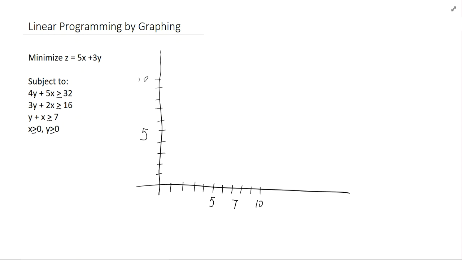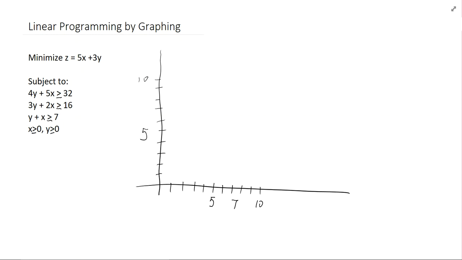Hello students, we are looking at trying to solve a linear programming problem by graphing. The problem is to minimize z equals 5x plus 3y subject to the inequalities 4y plus 5x is greater than or equal to 32, 3y plus 2x is greater than or equal to 16, y plus x is greater than or equal to 7, x is greater than 0, and y is greater than 0.